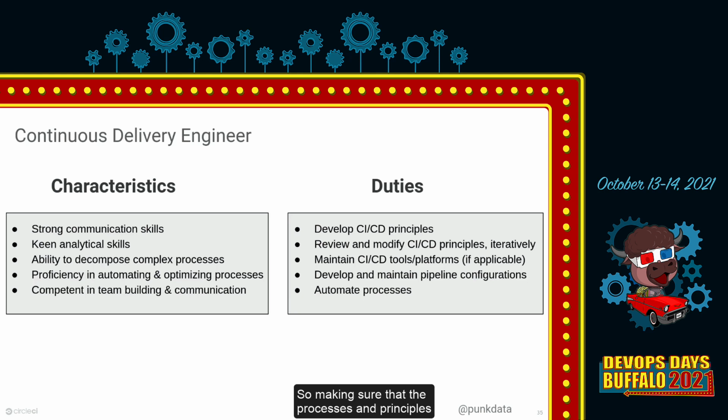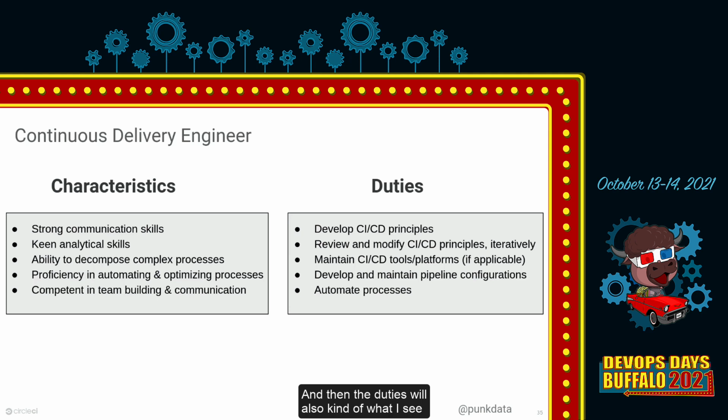So making sure that the processes and principles developed by the czar and the team are actually adding value and not hurting the team. Because just because you come up with something today doesn't mean 3 months from now or 6 months from now, they're going to be valid and efficient for your team. So you constantly have to check and balance all of that out.